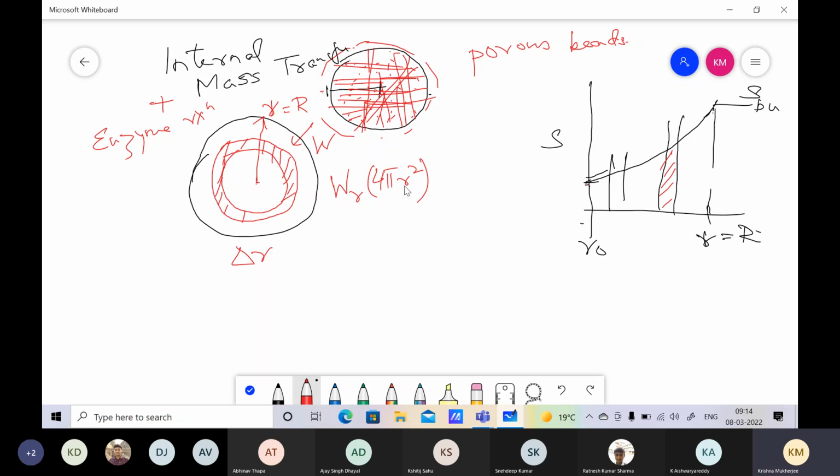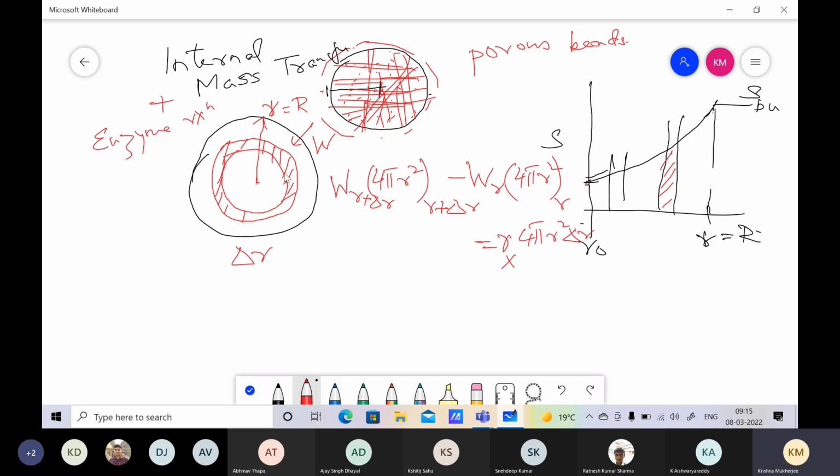Of course, I should have written it as R. Okay, let me write it. W at R plus delta R minus W at R, times 4 pi R square, is equal to the rate of reaction, which is per unit volume. So Rx into 4 pi R square delta R.